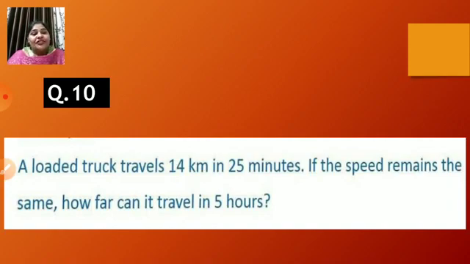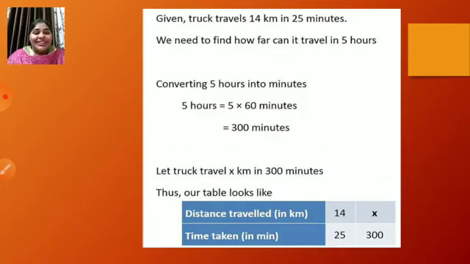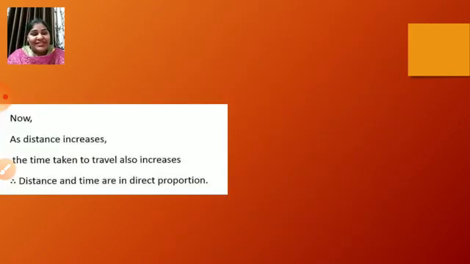So, here, if the truck travels 14 kilometers in 25 minutes, how much will it cover in 5 hours? Obviously, when the time is increasing, the distance will also increase. That means it is in direct proportion. So, let us see the table. Here 5 hours is equal to 300 minutes. That everybody knows, 5 into 60 will be 300. So, the truck travels, as the table shows, children, 14 kilometers in 25 minutes. So, how many kilometers in 300 minutes?